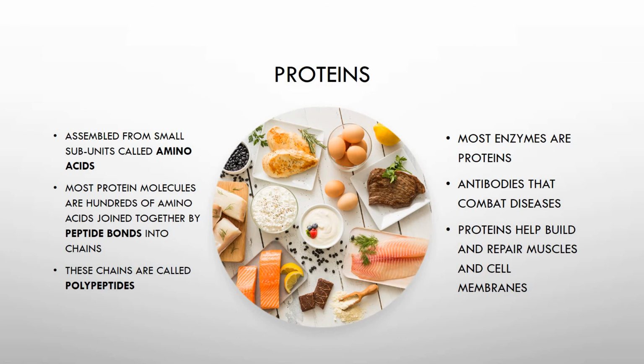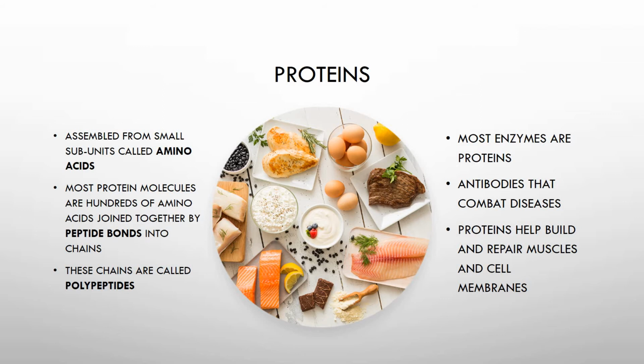Proteins. They are assembled from small subunits called amino acids. Most protein molecules are hundreds of amino acids joined together by peptide bonds that turn into chains. These chains are called polypeptides. So poly is many, and because they're linked by lots of peptides, we call that polypeptides. Most enzymes are proteins, and antibodies that combat diseases are also proteins as well. Proteins help build and repair muscles and cell membranes.